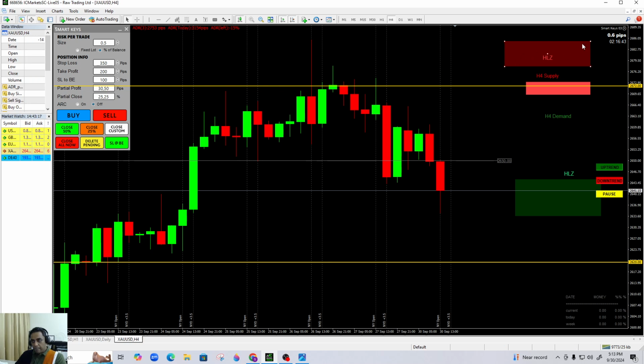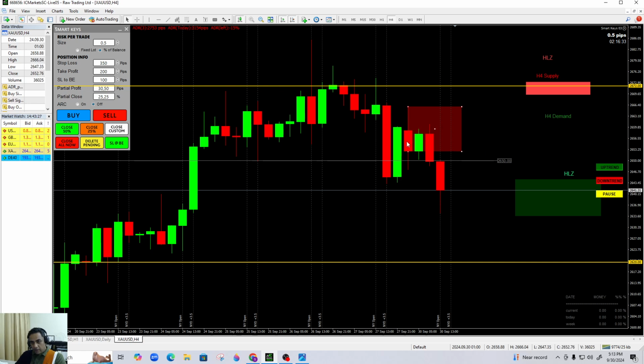So there's a zone here, there's a rally, a base, and a drop. Okay, so that's the first one. That's the rally. Those are two base in candles, and that's a drop, right? Leg in, base, two base in candles, leg out. Okay, so that's the first.